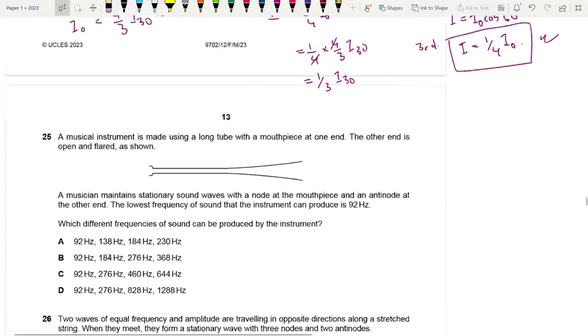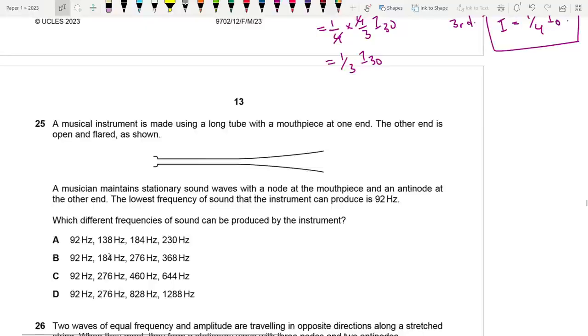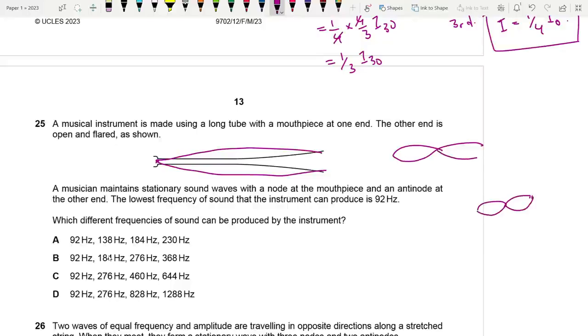25. Common question. A musical instrument is made using a long tube with a mouthpiece at one end. The other end is open and flared. A musician maintains stationary waves with a node at the mouthpiece, node over here, and an antinode at the other end. So the first pattern can be like this, then consecutively the patterns can be like this, then you can get something like 2 loops, and then something like this. That's how it goes.